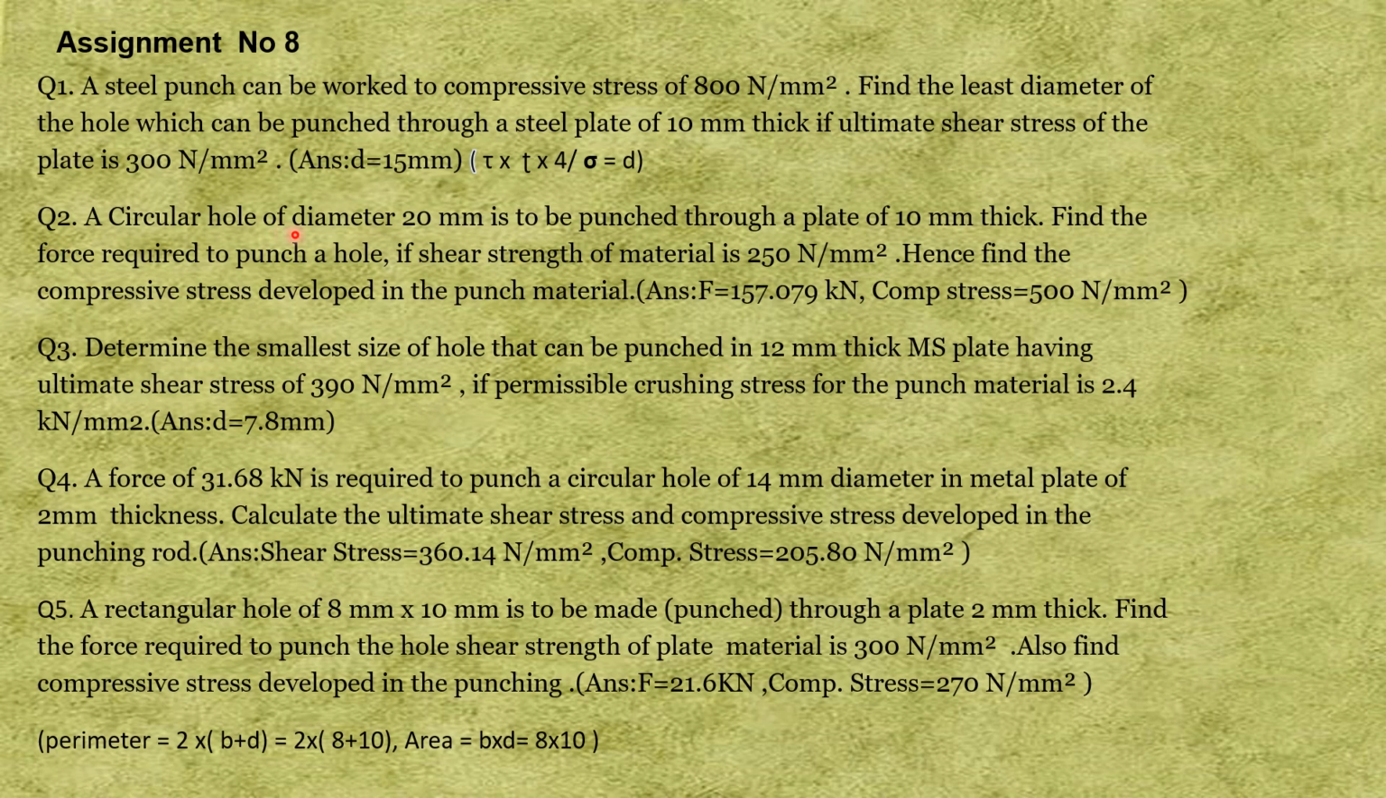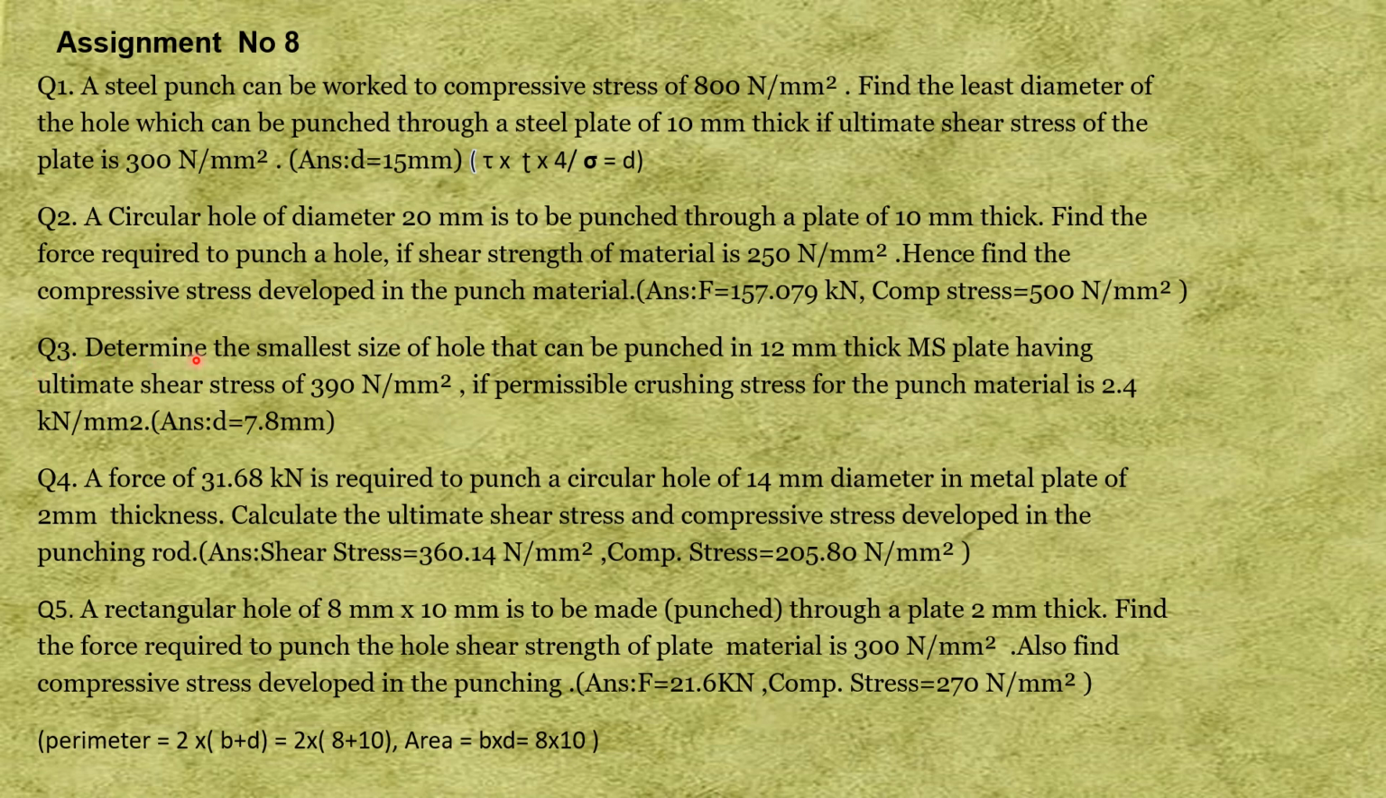Question number 2. A circular hole of diameter 20 mm is to be punched through a plate of 10 mm thick. Find the force required to punch the hole if the shear stress of the material is 250 Newton per mm square. Hence find the compressive stress developed in the punch material. And the answers here I am giving: F is equal to 157.079 kilonewton and compressive stress is 500. Calculate it, try it, whether you get the same answer.